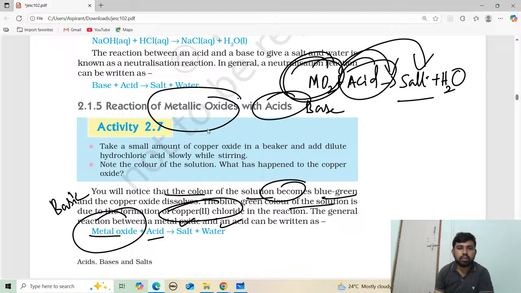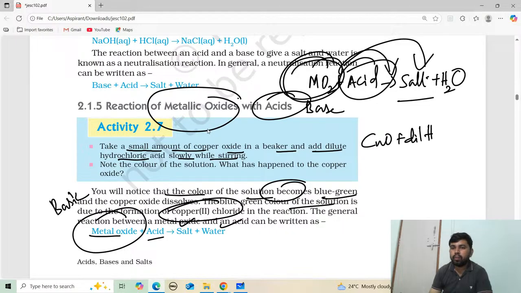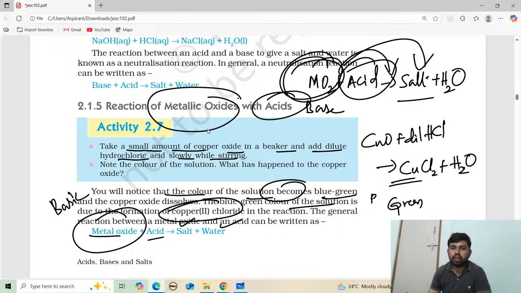They ask you to take a small amount of copper oxide in a beaker and add dilute hydrochloric acid slowly while stirring. What happens here? CuCl2 and H2O form. What is the color here? This will be a blue-green color, because of the formation of salt and water. So finally, you should remember metal oxides are basic in nature.